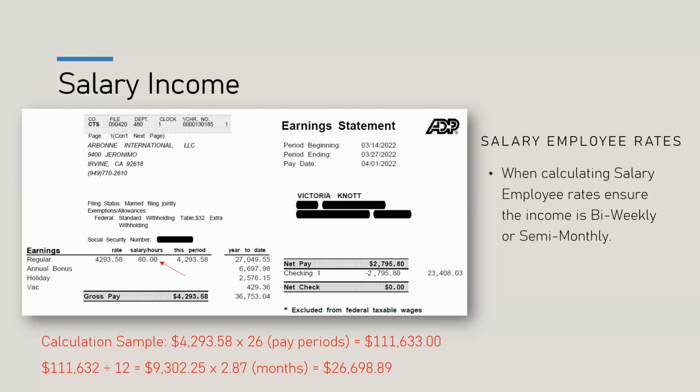In the sample here, as you can see, we multiply by 26, which gives us our annual amount. Then we divide it by 12, which will give you your monthly amount. Now on here, we're multiplying it by 2.87 months to calculate, because you always want to double check that their actual year to date is matching their salary. If it's not matching, as you can see here, it's more year to date. Our calculation came out to 26,698 when their calculation is 27, but it's not that far off. We're about 400 bucks off, so maybe they got a raise.